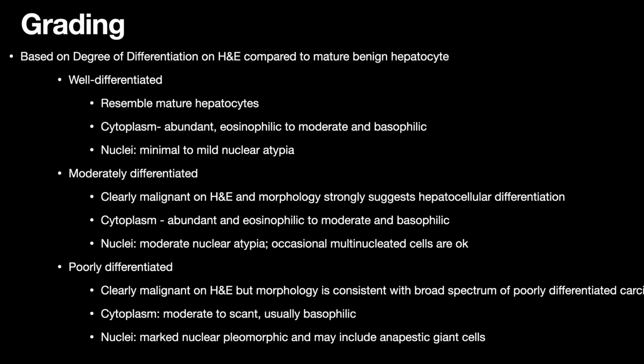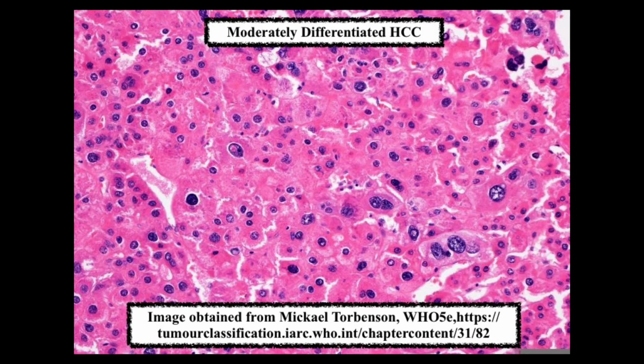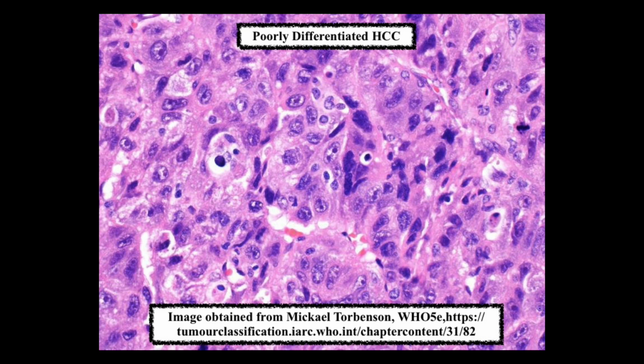Poorly differentiated, it'll be clearly malignant on H&E, but morphology is consistent with a broad spectrum of poorly differentiated carcinoma. The cytoplasm will be moderate to scant, usually basophilic, and nuclei you'll have marked nuclear pleomorphism and may include anaplastic giant cells. So here's an instance of well-differentiated HCC, where you're not sure if it's cancer or maybe a hepatic adenoma. This is moderately differentiated HCC, where you have more cellular atypia with anisonucleosis, and poorly differentiated HCC, where it doesn't look like a normal hepatocyte, and you wonder if this is actually a metastatic lesion.